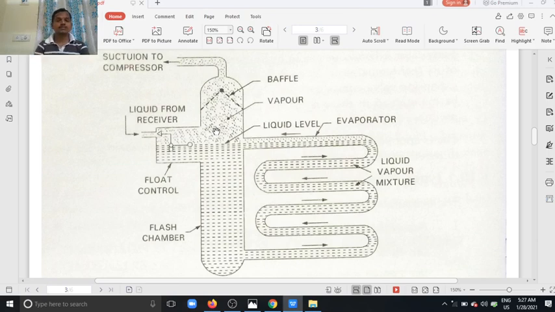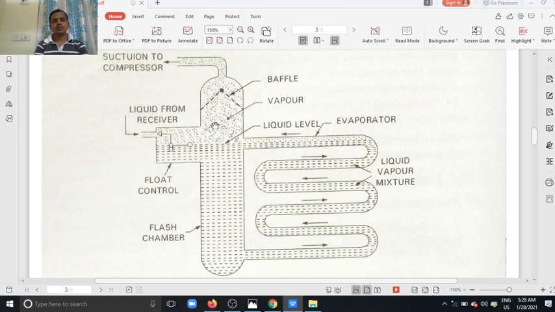In this flash chamber, this is the baffle. The baffle's main function is to separate the liquid particles in the refrigerant from the flash vapor refrigerant, and the separated liquid refrigerant falls down into the flash chamber. Only pure vapor, that is without liquid particles, goes to the suction to the compressor.